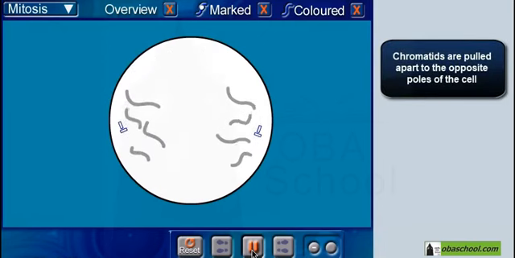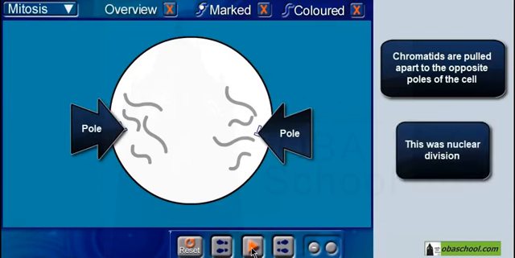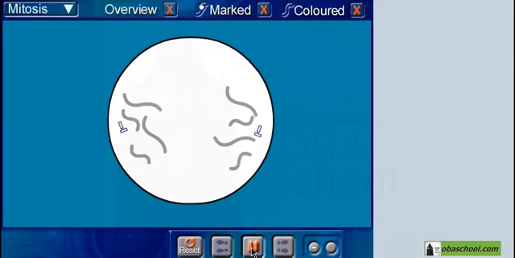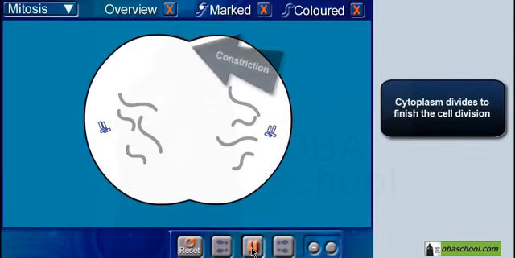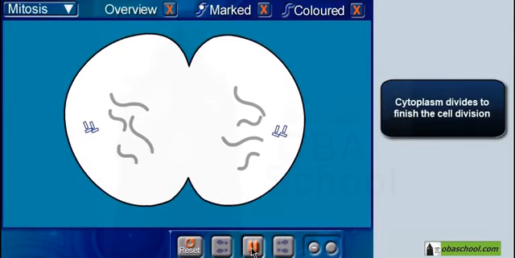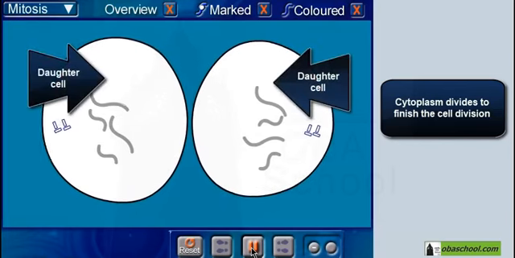So now the chromatids go to the opposite poles of the cell. This is nuclear division, it's over. Now we have division of the cytoplasm. You can see that the cell membrane starts to constrict in order to divide the cytoplasm into two, which effectively divides the cell into two daughter cells.